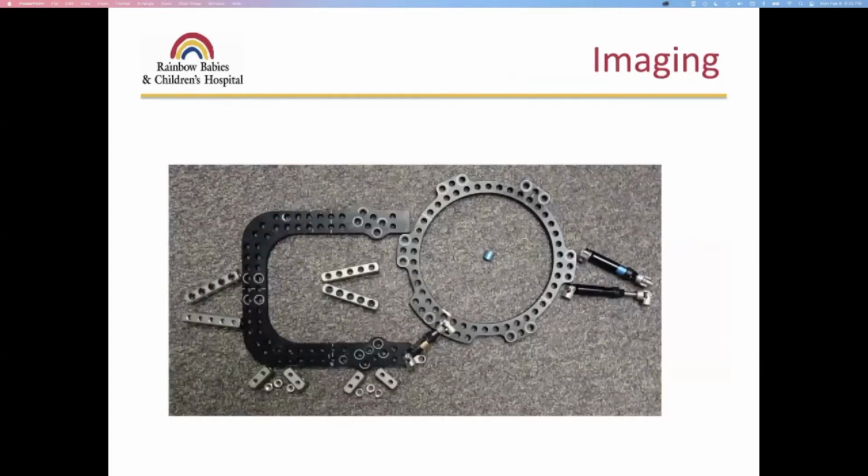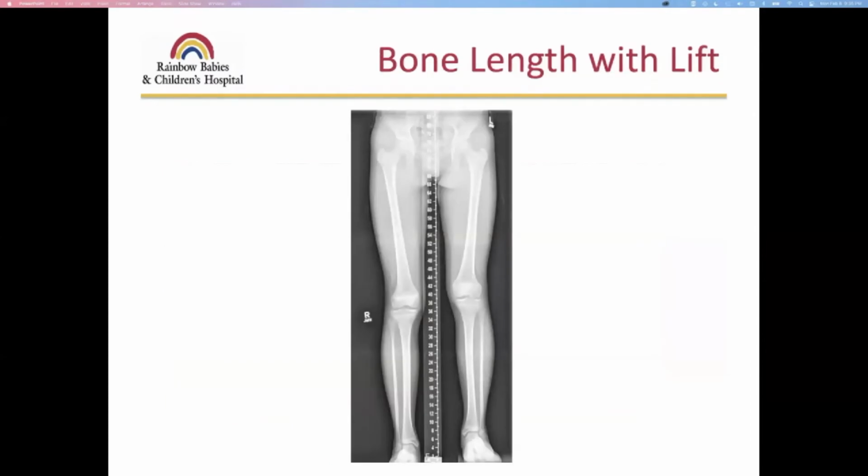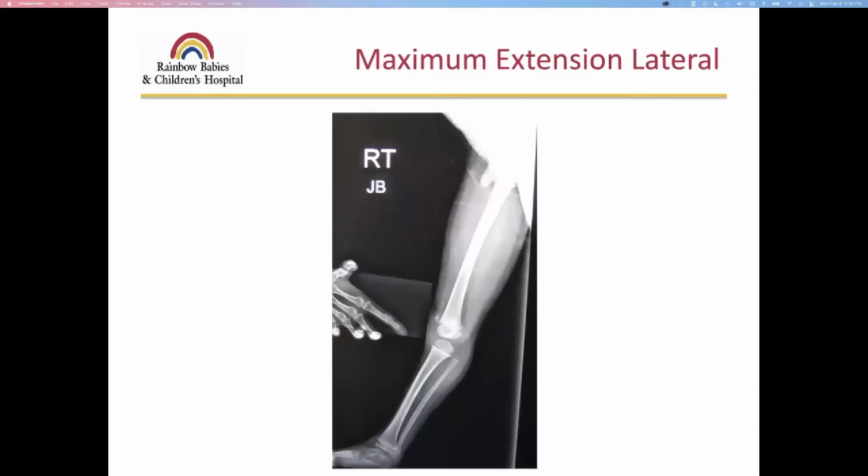What about the X-rays? Well, the classic is to get a standing AP hips to ankles with a lift under the shorter limb so that the pelvis is as level as possible. That prevents the patient from bending their knees or doing other things that alter the view. You also want to get a maximum extension lateral if possible. If you can't get a full length, you just get as much of the femur and tibia as you can.